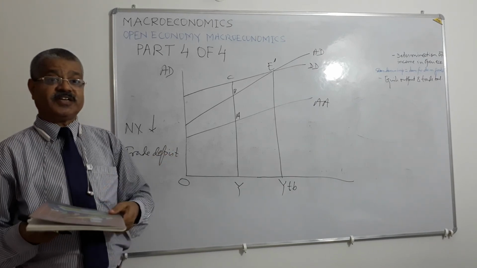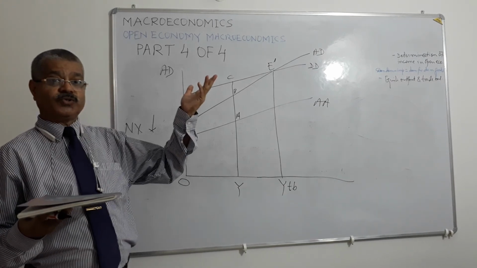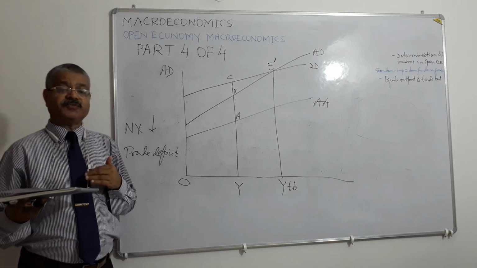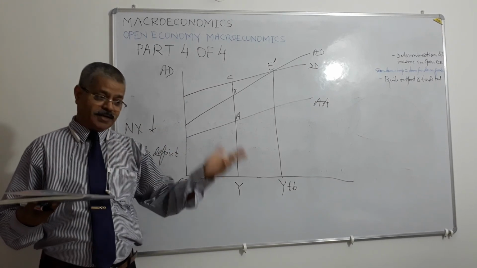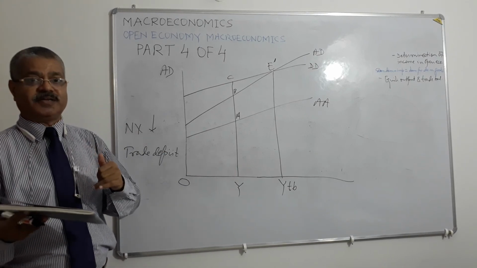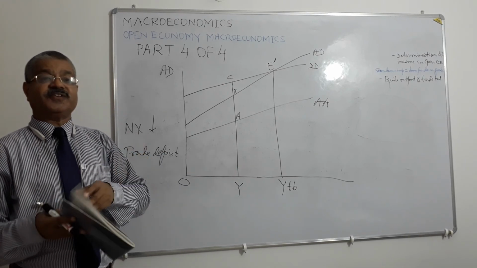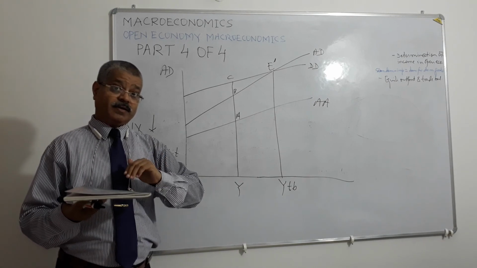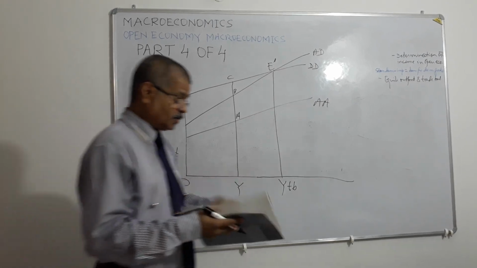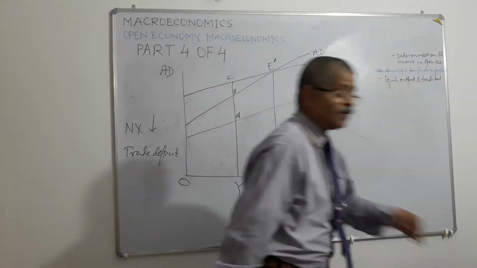When exchange rate changes, if real exchange rate goes up, our goods become cheaper, our exports increase, our output increases, income increases, trade surplus increases. If exchange rate becomes lower, then the other way it happens, right? So I think you found it easy to understand.